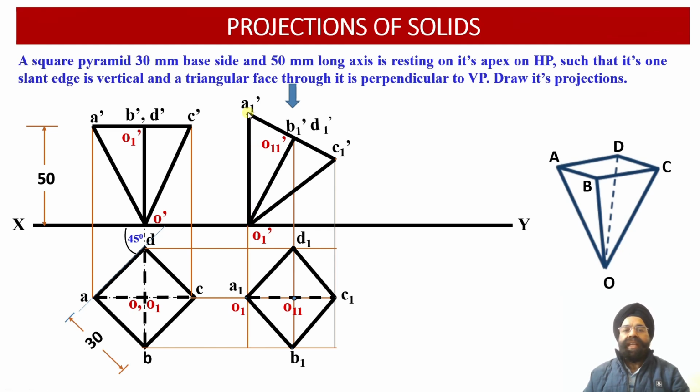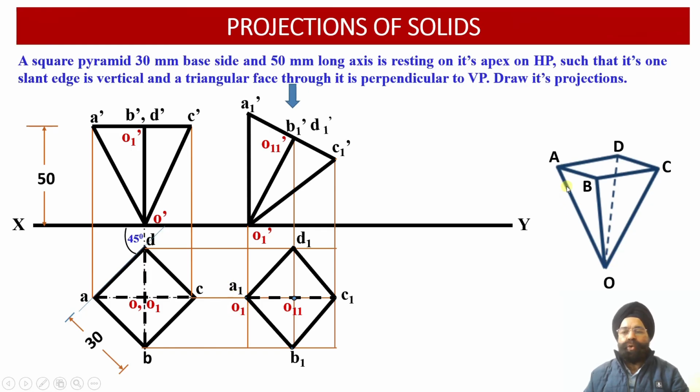Now in the second iteration we have been provided with another piece of information, that this is the slant edge which is in focus now. Which is the slant edge? OA, that is O1 dash A1 dash, or it is O1 A1.